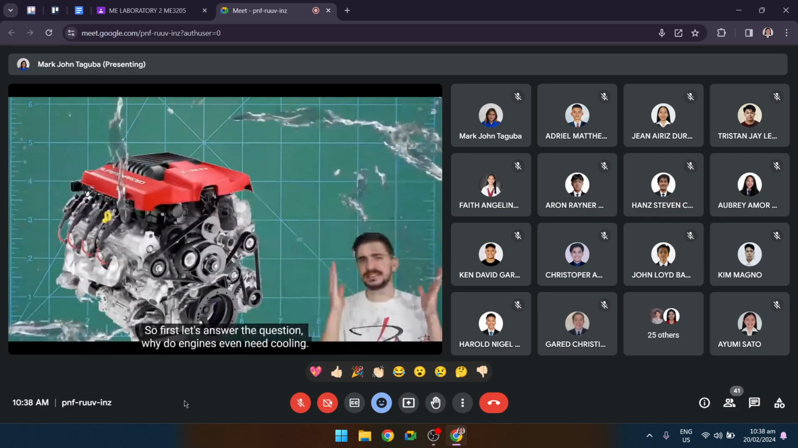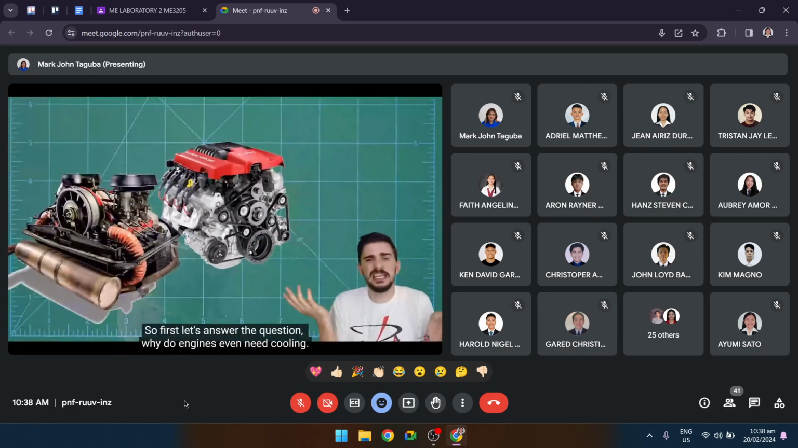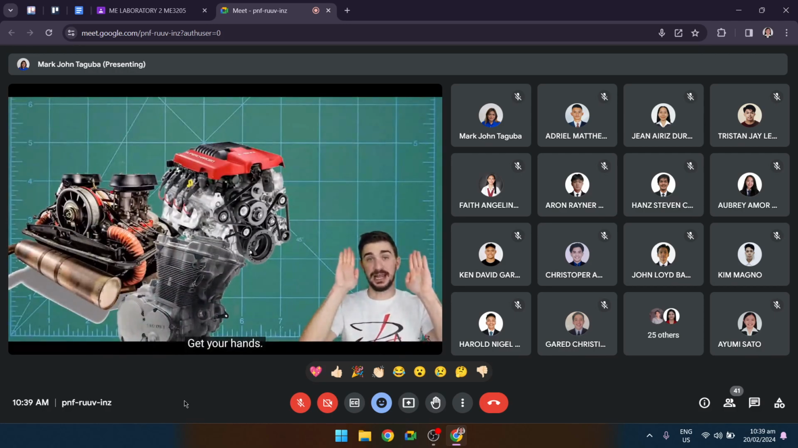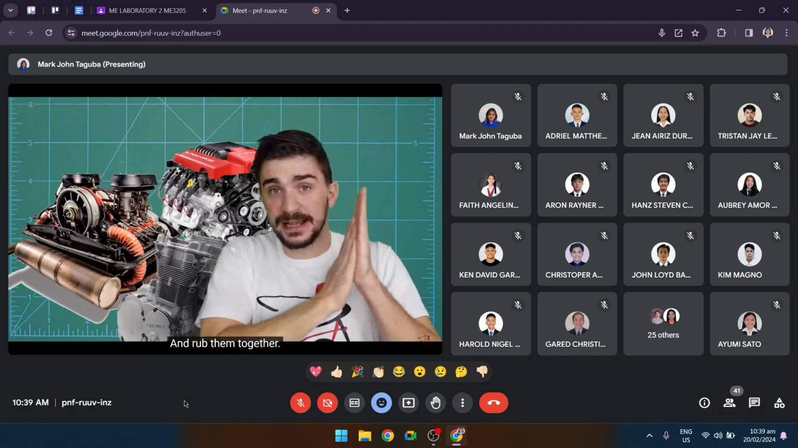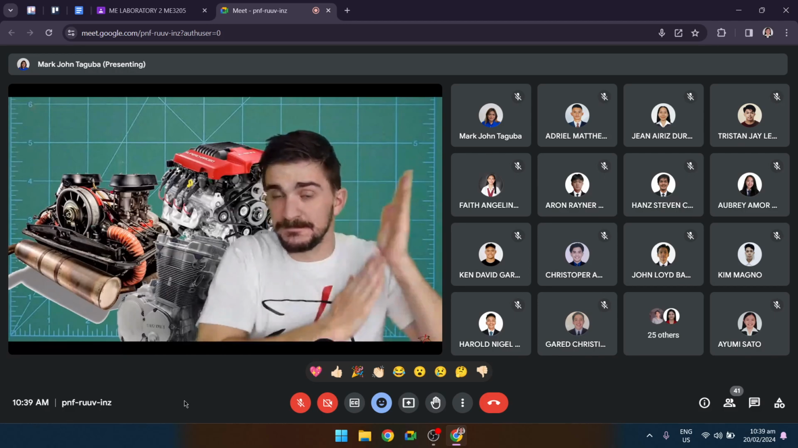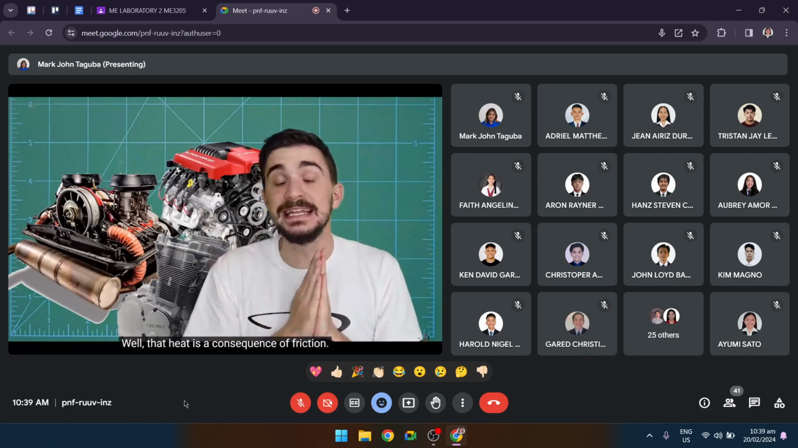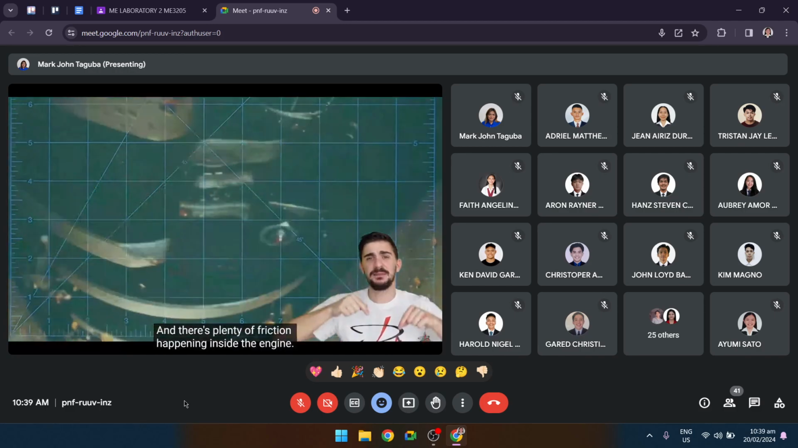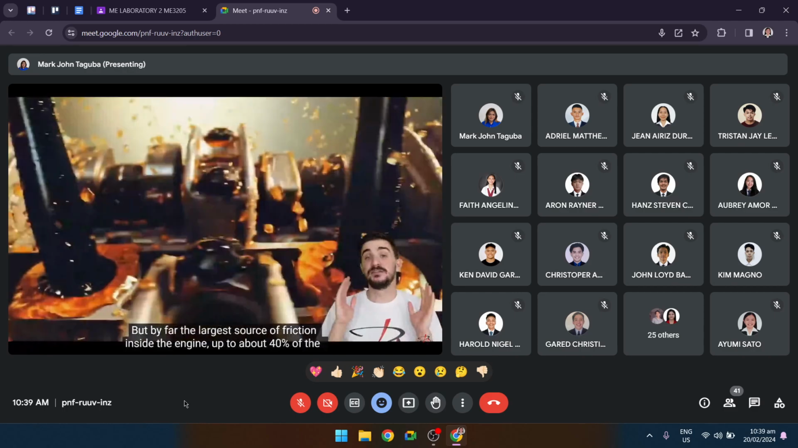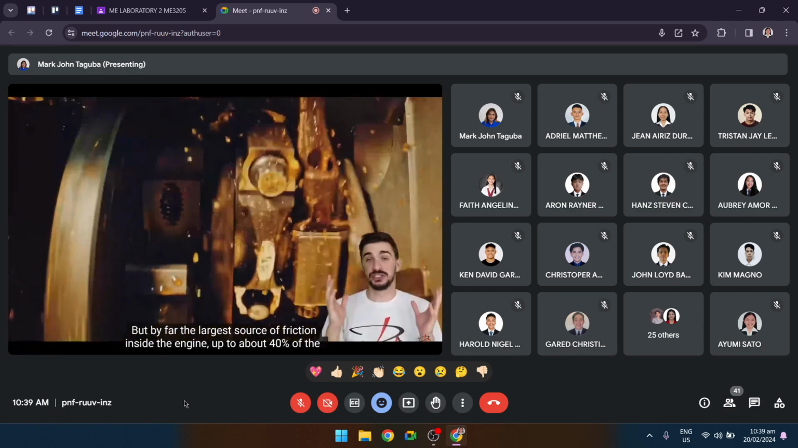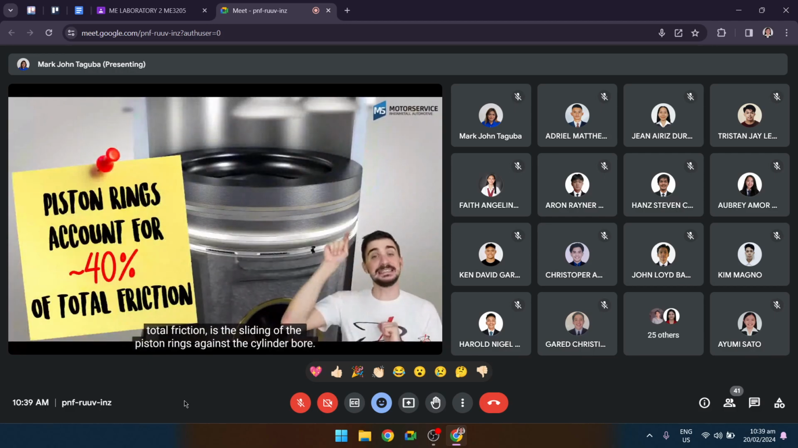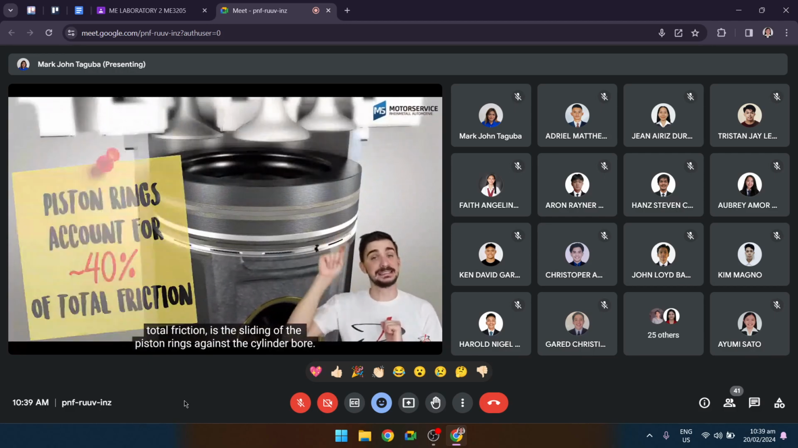So first, let's answer the question, why do engines even need cooling? Well, there's a very simple way to answer that question. Get your hands and rub them together. Feeling the heat? Well, that heat is a consequence of friction, and there's plenty of friction happening inside the engine, but by far the largest source of friction inside the engine, up to about 40% of the total friction, is the sliding of the piston rings against the cylinder bore.